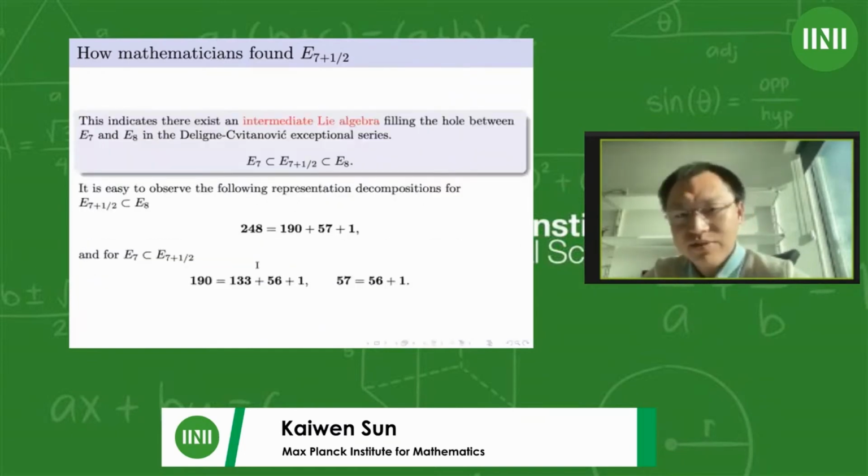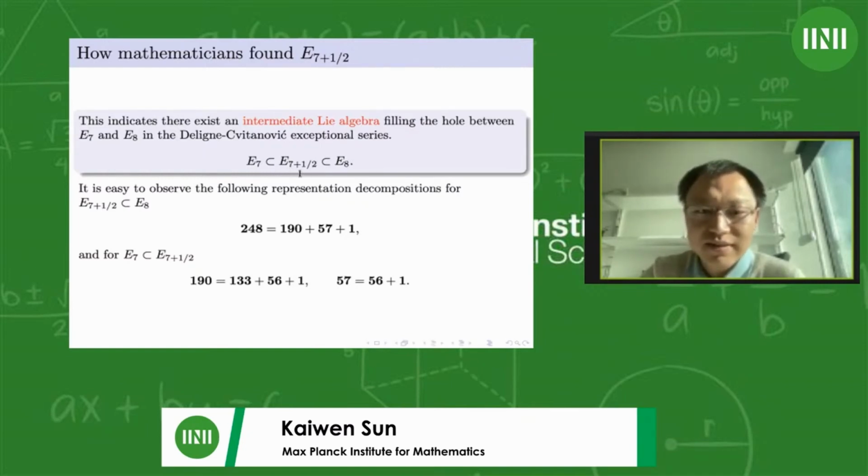So this makes mathematicians realize that there exists this intermediate Lie algebra between E7 and E8. You can define it as a subalgebra of E8 containing E7 as a subalgebra, and its adjoint representation can be decomposed into E7 representations. This is the fundamental representation of E7. So you can also realize that this algebra has a fundamental representation, which is 57. Okay, so this is some basic profile of this intermediate Lie algebra E7.5.